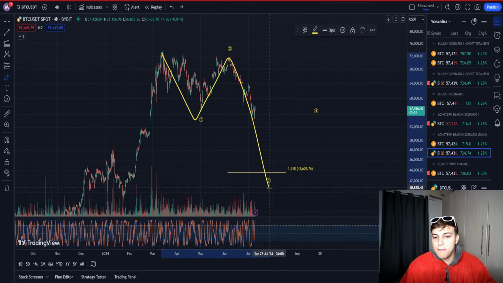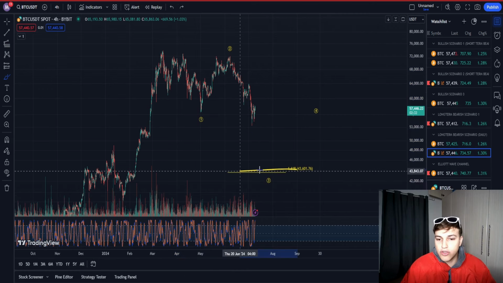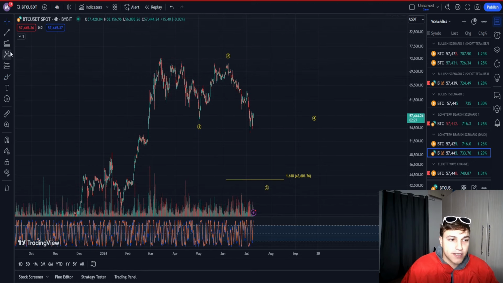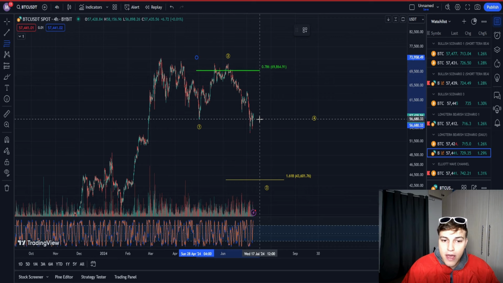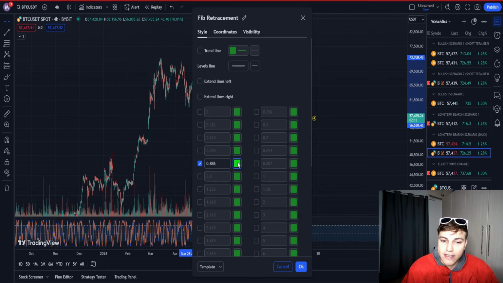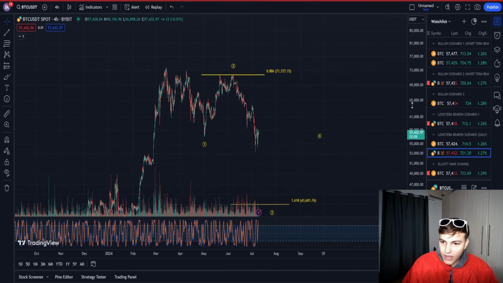A1 to massive 3, 4, and 5 down. This 3 would target the minimum of $43,600. But the thing with this scenario is that the 886 was hit. Now, the 886 is measured from the top of wave 1 to the bottom of wave 1, and the 886 was indeed hit. That means it was actually hit twice.